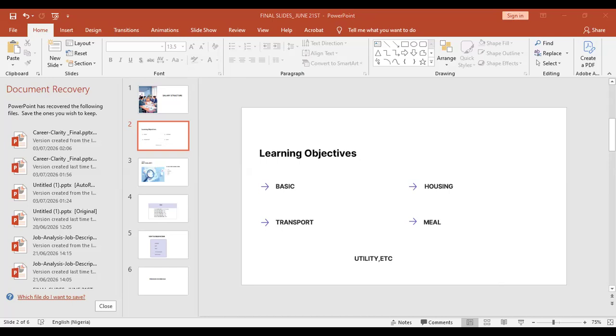For me, I put basic at 52%, housing at 20%, transportation at 12%, then meal at 16%. Okay. Yours is 4. Okay, all right. Atare.